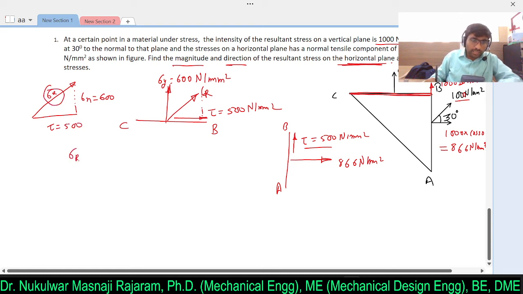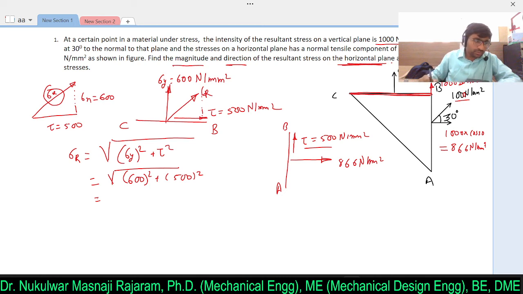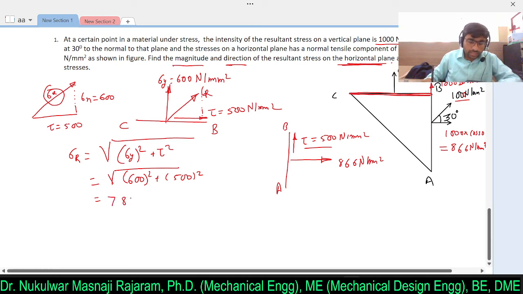So from this I can directly write the resultant stress on the horizontal plane, that is under root of sigma y or sigma n square plus tau square. So it is under root of 600 square plus 500 square. So 600 square plus 500 square, under root of this, then I will get 781.02 Newton per mm square. So this is the resultant stress value.